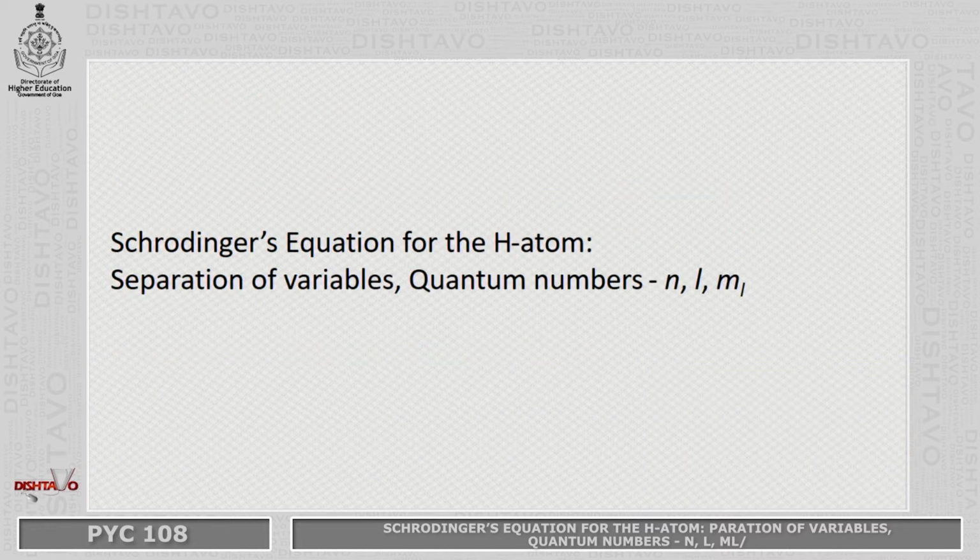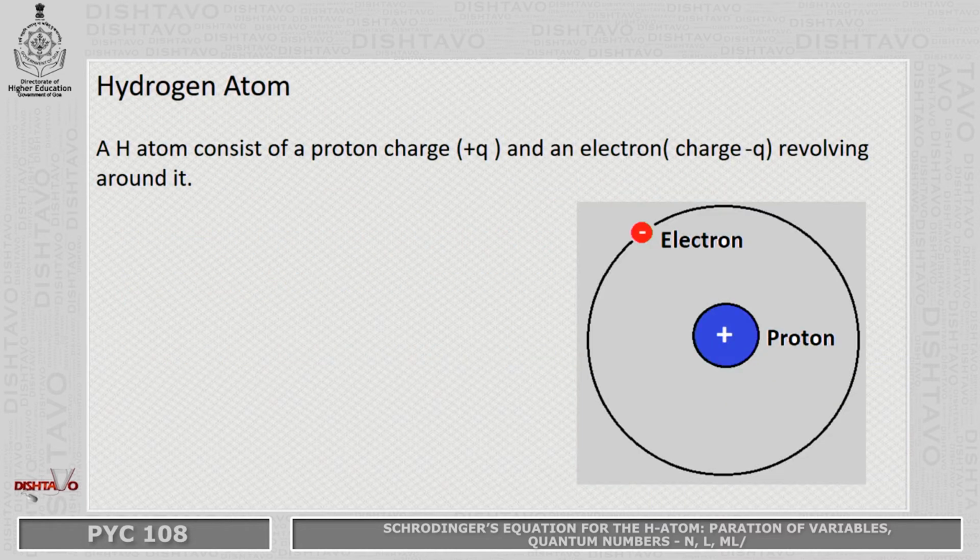So let us begin with our lecture. A hydrogen atom consists of a proton of charge plus q and an electron of charge minus q revolving around it, as shown in the diagram.